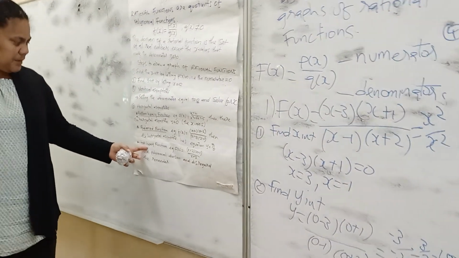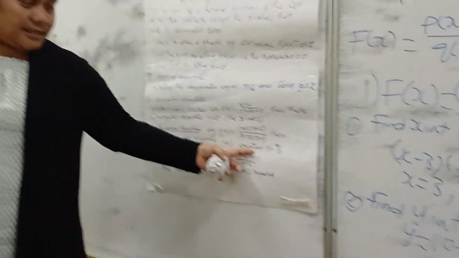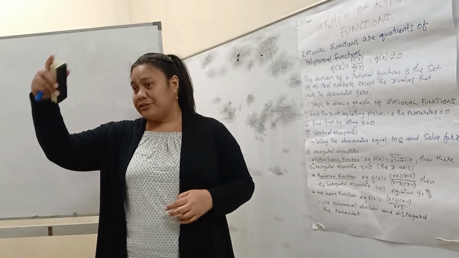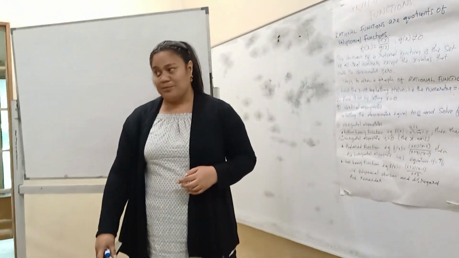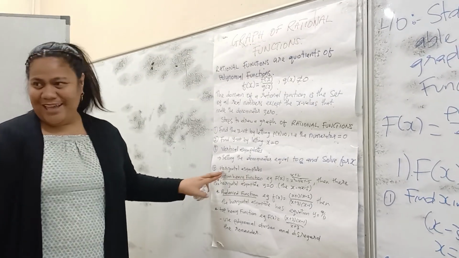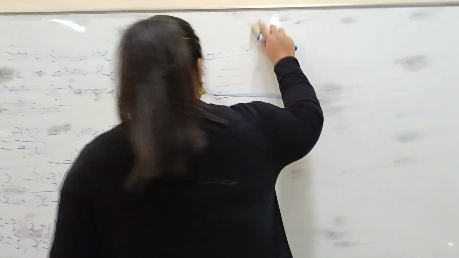So the third part, the top heavy function, which means that the degree of the numerator is greater than the degree of the denominator, okay? So we did not use those two, okay? Anyway, we all know our points.